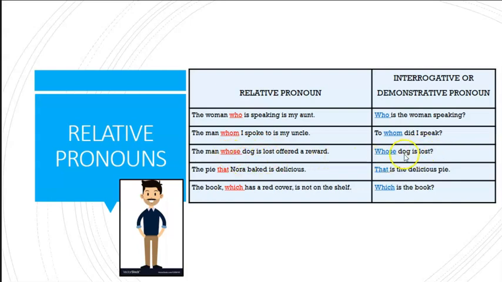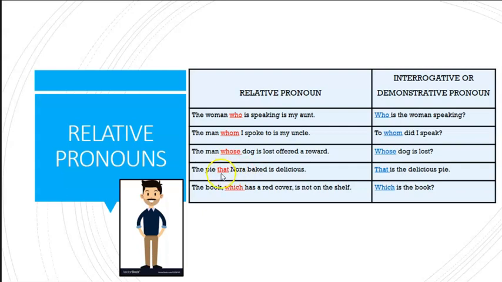In this other sentence, it's really about the dog. Whose dog is lost, right? So in this sentence, we're asking about who owns the dog. And it's a question. The pie that Nora baked is delicious. So in this sentence, the pie is delicious is the main idea in the sentence. That Nora baked is telling us about the pie. Which pie is delicious? It's the pie that Nora baked versus someone else.